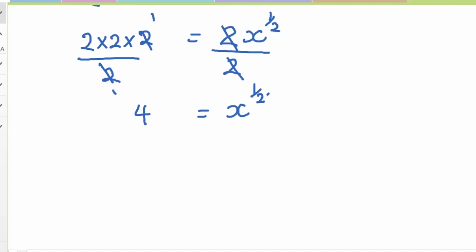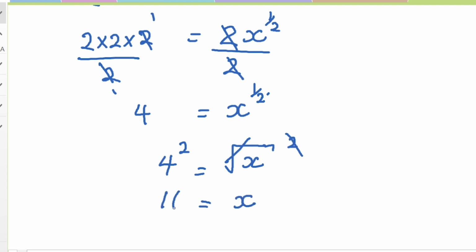Now remember, x to the power a half is the same as saying the square root of x. So the square root of x is equal to 4. To remove this square root sign, I'm going to square both sides, so that the square root sign goes away. You remain with x being equal to 4 squared, which is 16. So it means my value of x is 16. And that's the answer.